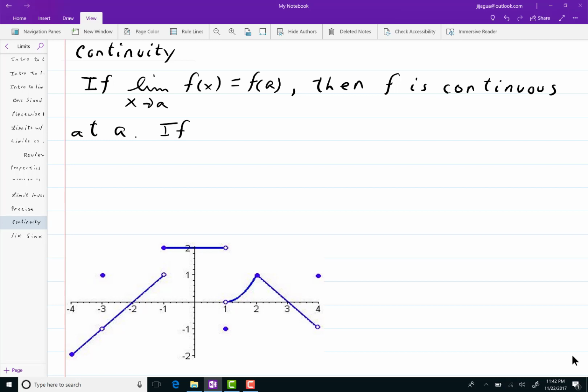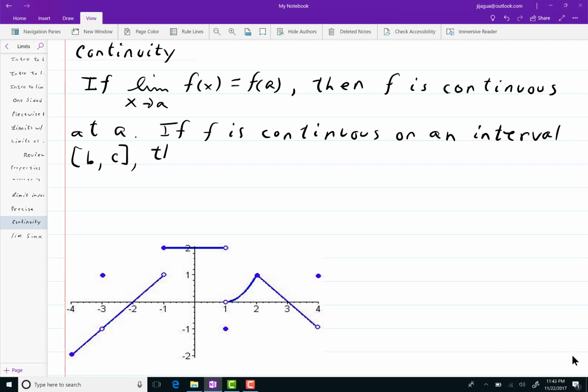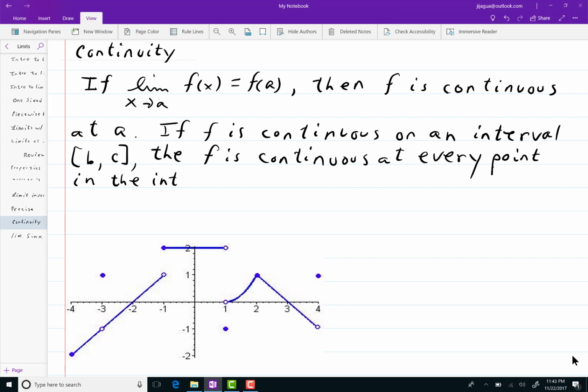If f is continuous on [b, c], I'm making a closed interval for now, then f is continuous at every point in the interval. Visually, it's pretty easy. You're just looking for breaks and things like that in the graph.